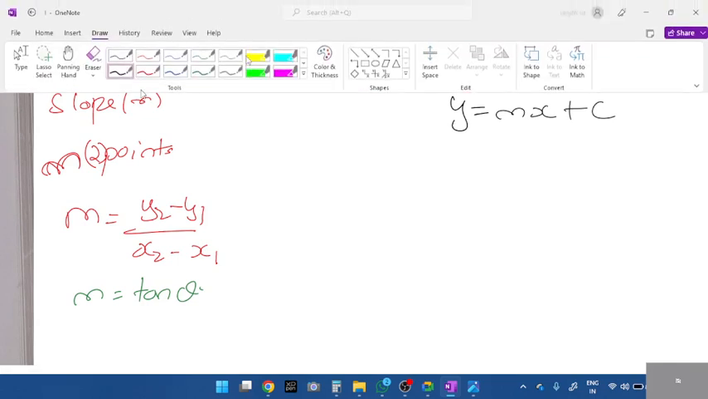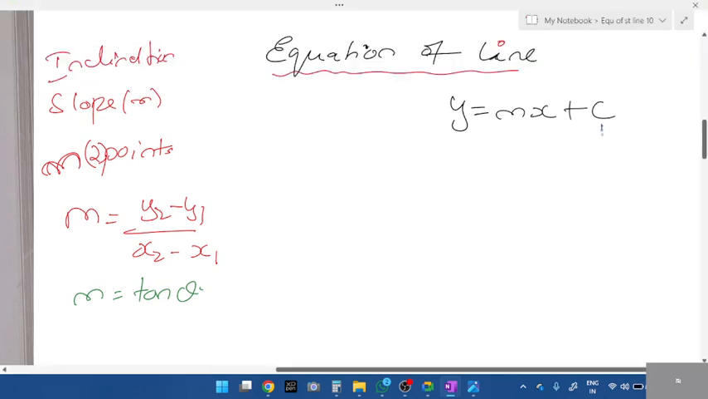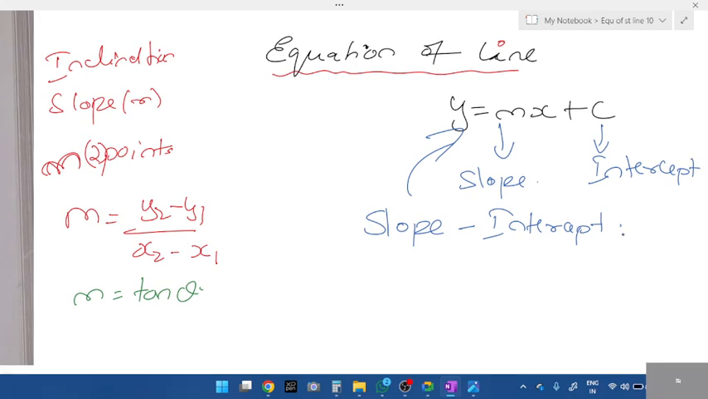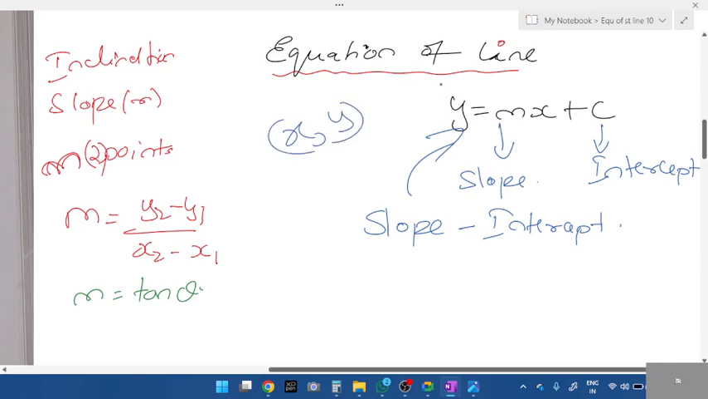Fine, students. Ignore. Look here. C is known as the intercept, the y-intercept. M is known as the slope. So this formula is known as the slope intercept formula. What do you call this formula? Slope intercept formula. The formula is fixed: y equals mx plus c. X and y are coordinates. Whatever coordinates you get, we'll substitute and find the answer.